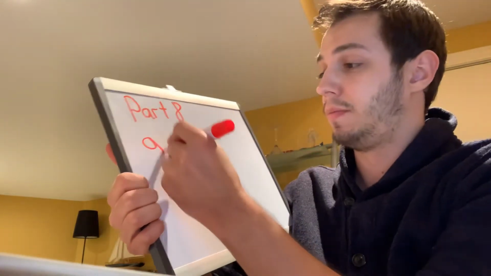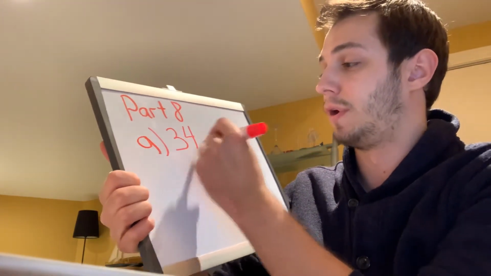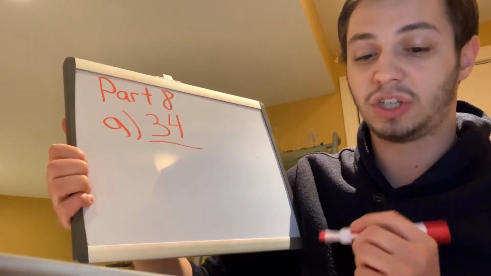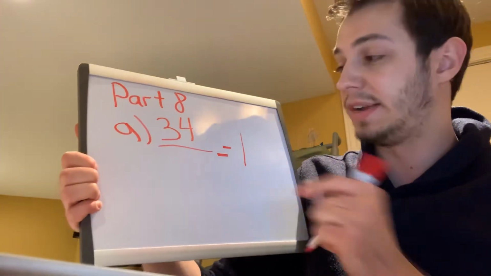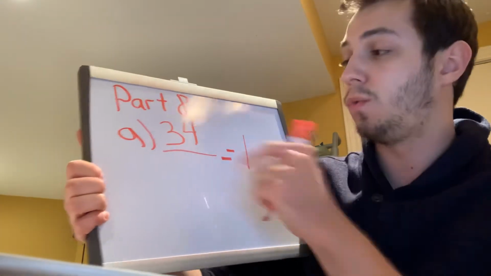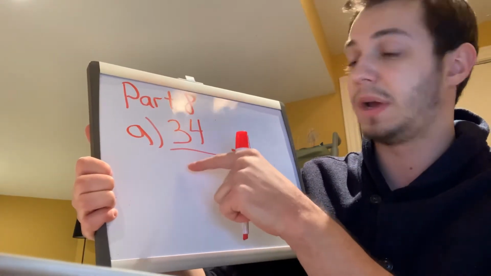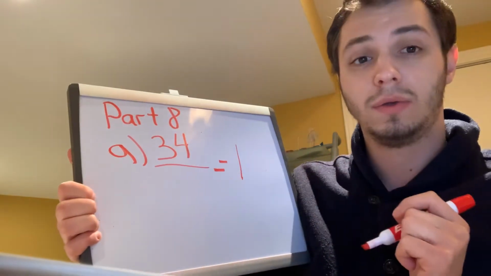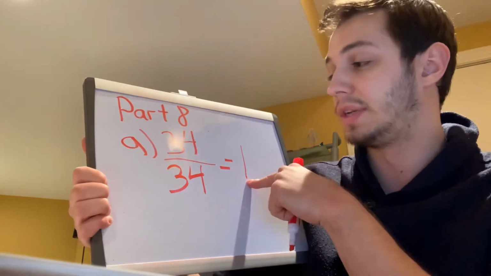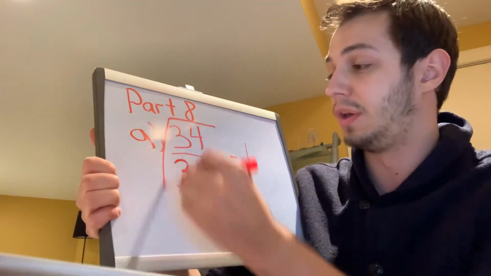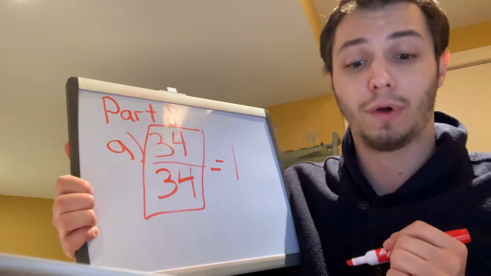So if we look at part A, it tells us that the top number of the fraction is 34. So we know that our top number will be 34. And then it tells us that the fraction equals to 1 whole. So what we have to do is find out our bottom number, right? So what number 34 divided by what number equals to 1, right? It'll be 34. 34 goes into 34 one time. So our fraction is going to be 34 over 34.